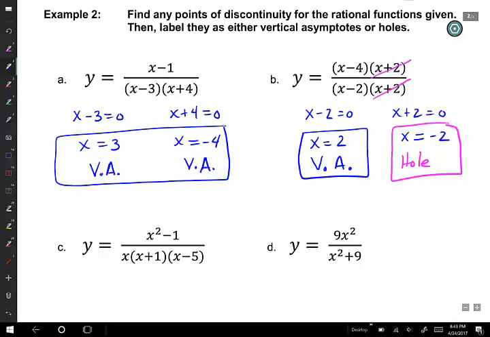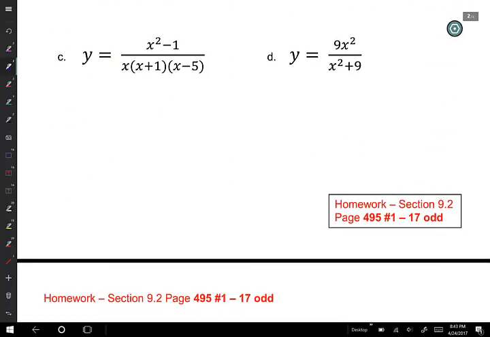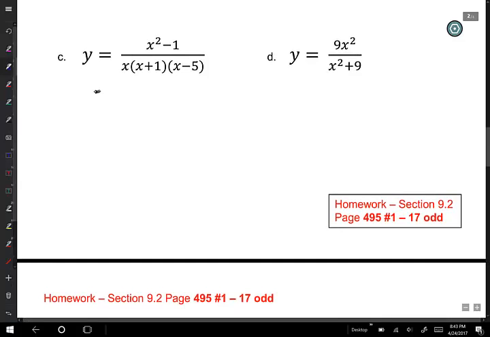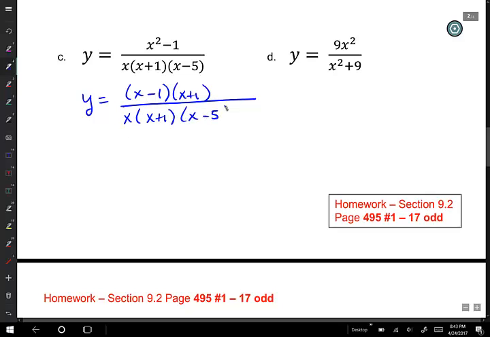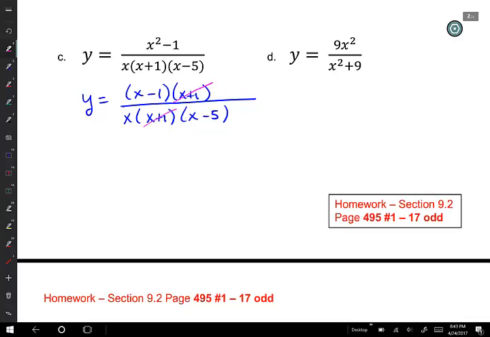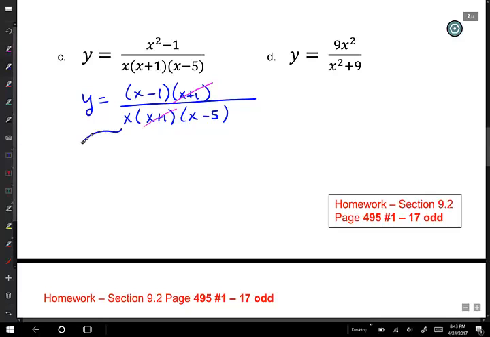Okay, let's move down to letter C. The numerator we have is x squared minus 1. I'm sure you're realizing that's x minus 1 times x plus 1. Those are conjugates. In the denominator, we have x, x plus 1, and x minus 5. I'm going to right away realize, hey, those x plus 1s are going to cancel. So when we get our answer for x plus 1, we're going to have to realize that that's a hole. So let's look at our three parts: x equals 0, x equals negative 1, and x equals 5.